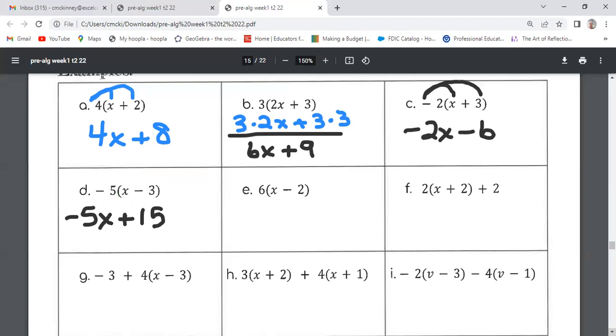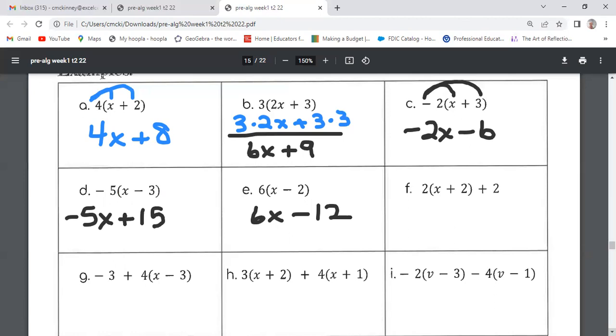6 times x, 6x. 6 times -2, -12. So again, you can draw the arrows. That may help you get used to what's going on, kind of visualize that. You can write it out like I did in B. If you're writing it out, starting with F, we have some extra steps. So just to warn you.